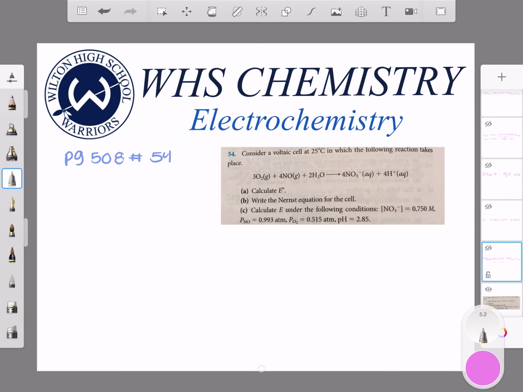So next we're going to write the Nernst equation for the cell. The Nernst equation is E cell equals E naught minus RT times 1 over F. You can also have F on the bottom, but we just see it a lot of times on top instead, over n, which is the number of moles of electrons, and then times ln(Q).